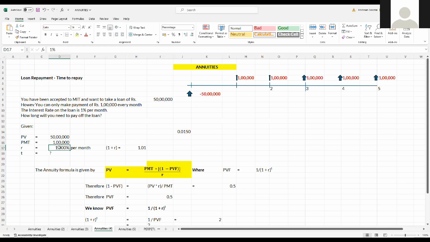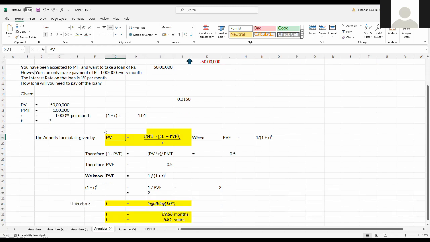Because this is monthly, our T will be in months. If the interest rate were a yearly interest rate, then T would be in years. Now in this problem, our interest rate is given in months, which is 1% per month. So you take the help of the annuity formula, and after substituting, you get this. So now 1 plus r to the power t equals 2.